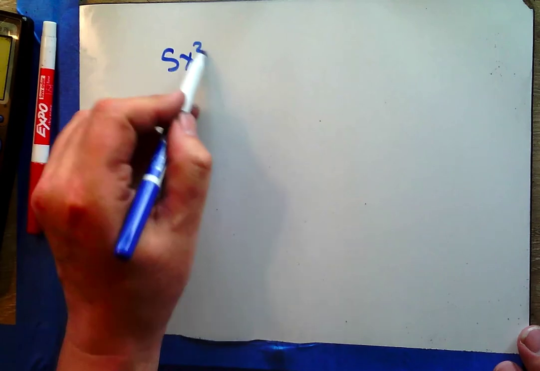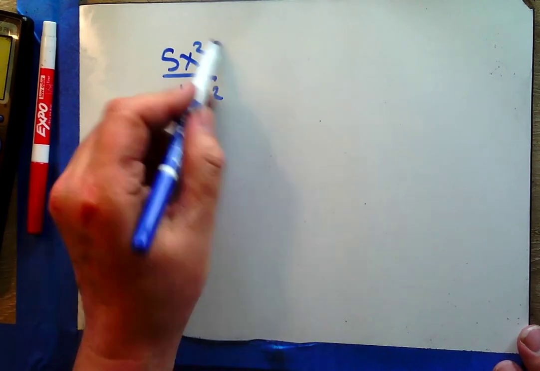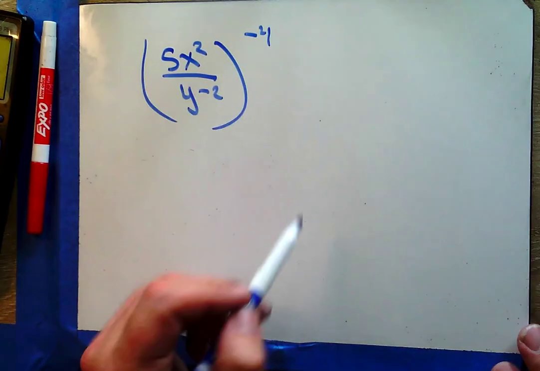Okay, last problem in round 2. 5x squared over y to the negative 2 raised to the negative 4 power.